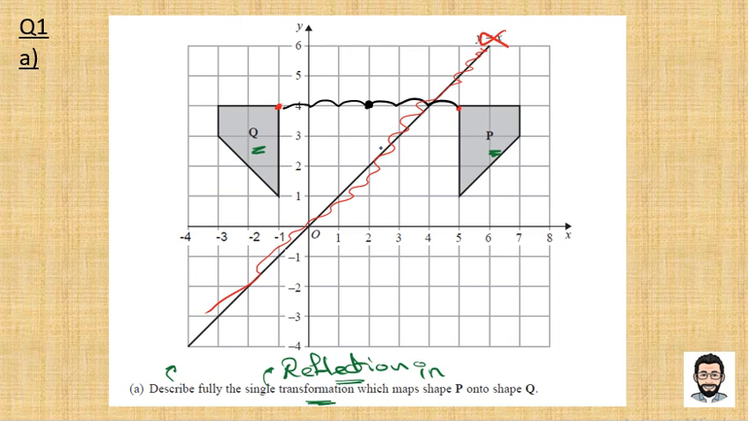Another line: 1, 2, 3, 4, 5, 6. So it's going to be the same point. So the mirror is going to be a vertical line between them exactly. Sorry, it has to be a straight line. You have to use the ruler. Okay? So this is the mirror.